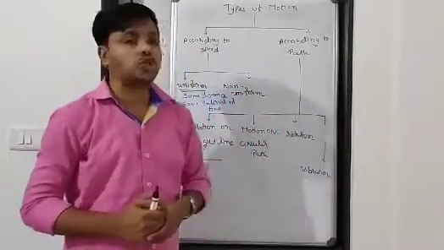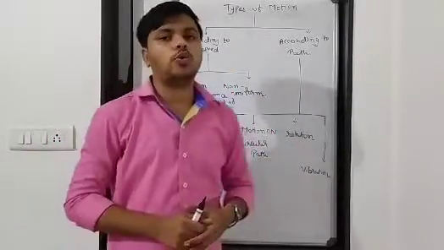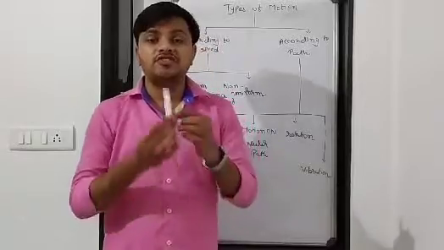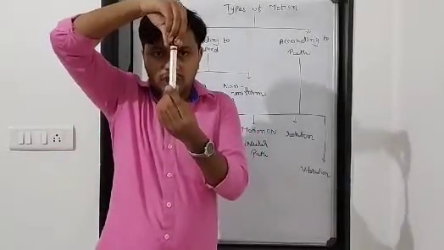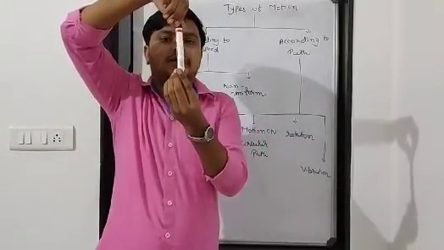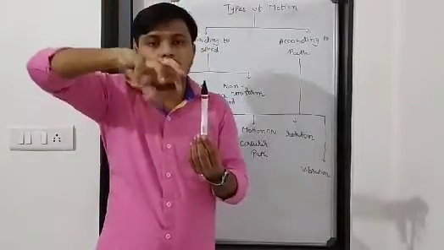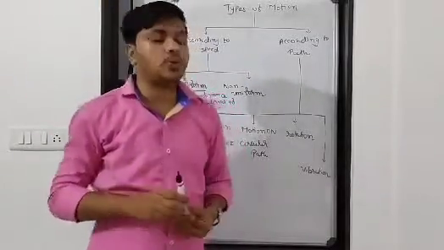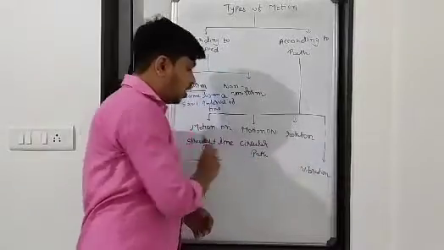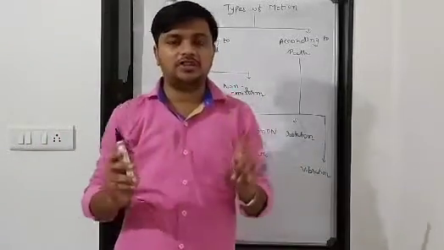So it is a motion on a circular path. Then the rotation. What is the rotation? When any object just rotates on its axis, like Earth rotates on its axis, then it's known as rotation. Rotation and the circular path, both are different.